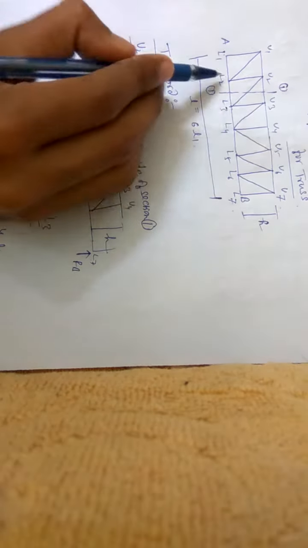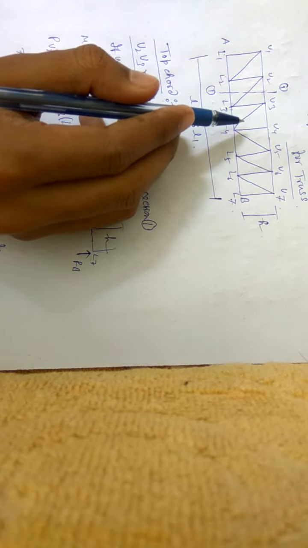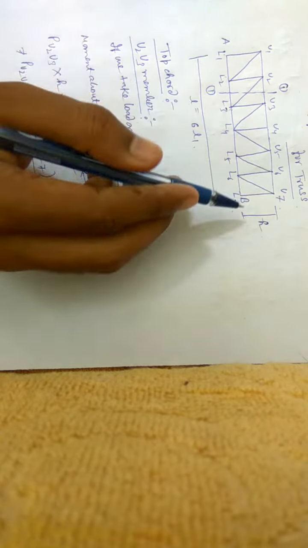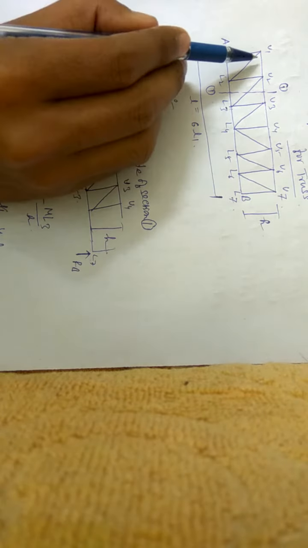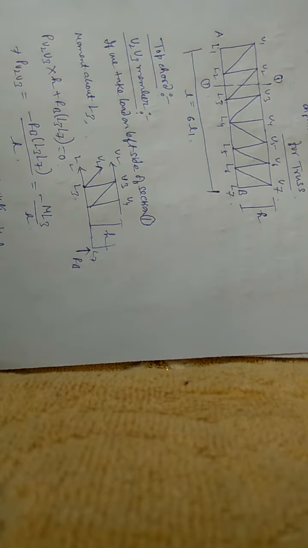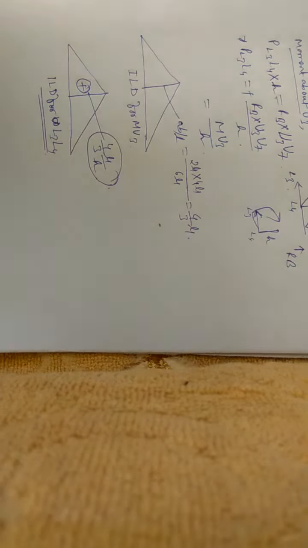Similarly, we can calculate for L2 L3, L1 L2, by taking the same process, the method of section. We can calculate the value of all the horizontal members, and in this way we can calculate the ILD for all the member forces, which I had already shown you how to calculate. I hope you are getting what I want to teach you. Okay, thank you.